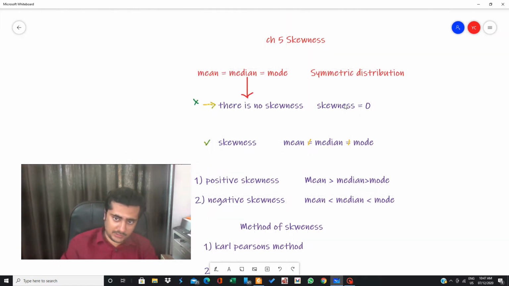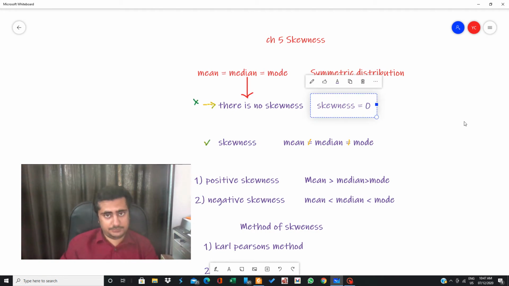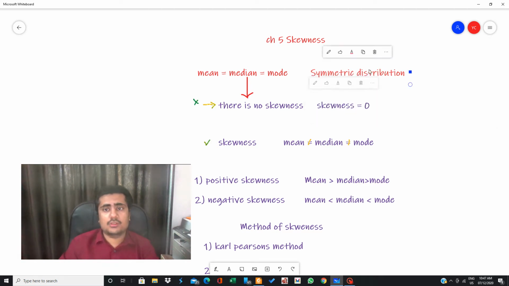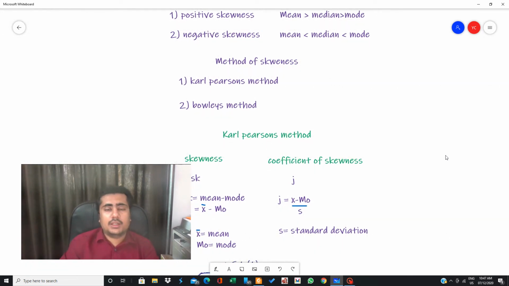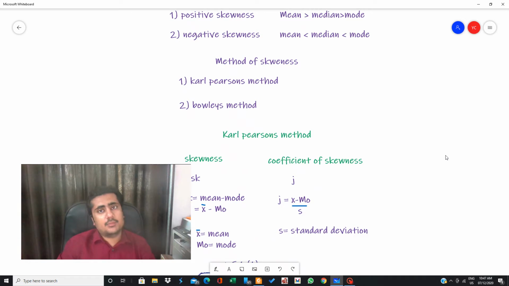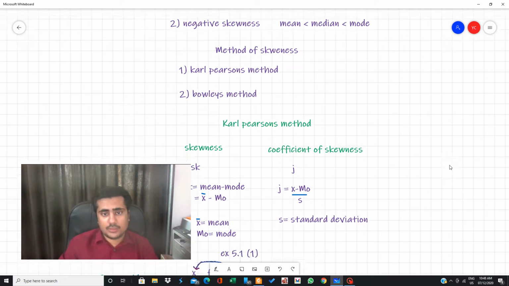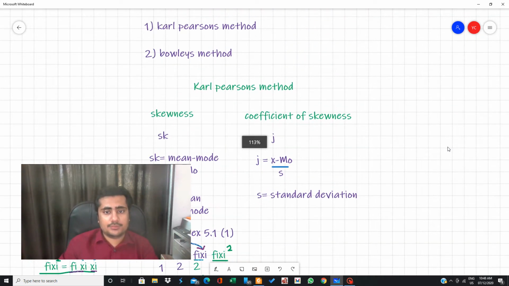That means you can say that skewness is zero. Such a situation is known as symmetric distribution. Then we had two kinds of methods in this chapter: Karl Pearson's method and Bowley's method. Now coming to Karl Pearson's method.